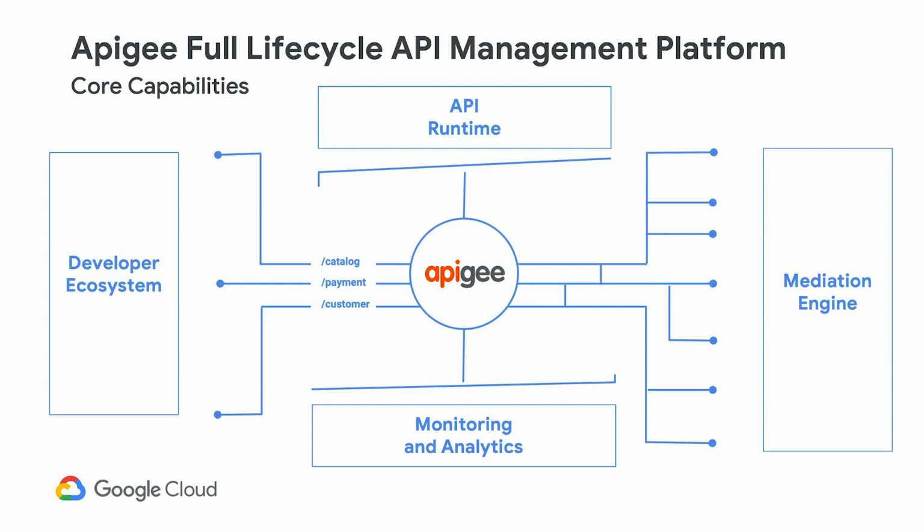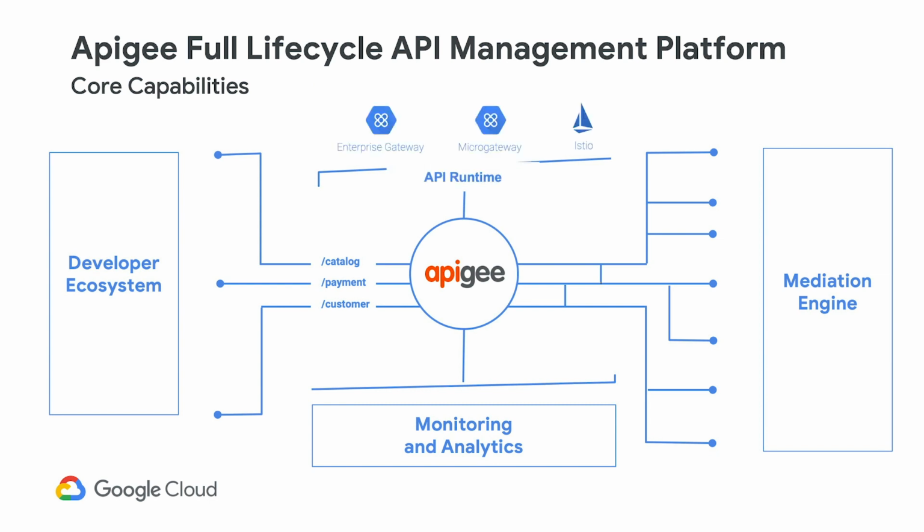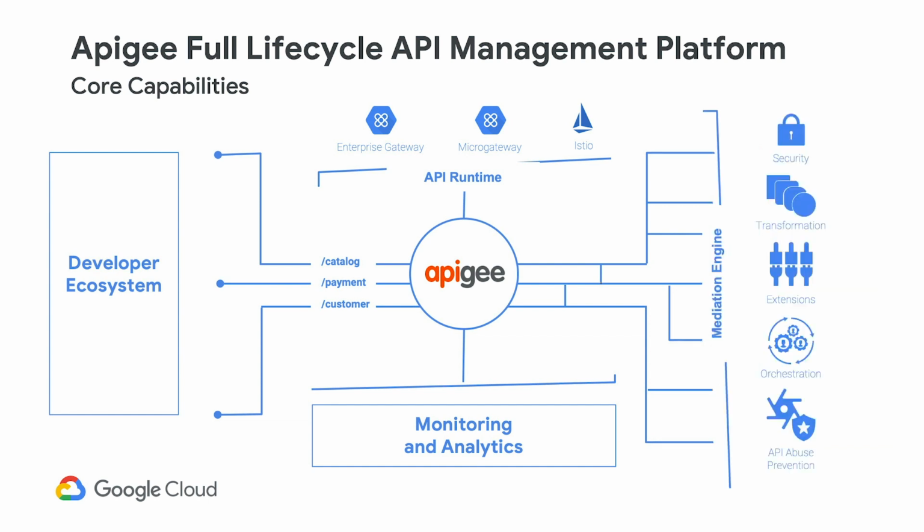From the runtime perspective, we had 3 types of gateways available today. In the cloud as well as on premises, we had the enterprise gateway. For hybrid, we had Microgateway and Istio as the 3 types of gateways that we had available to customers. From a mediation perspective, this is an API provider trying to connect that API to different sets of systems.